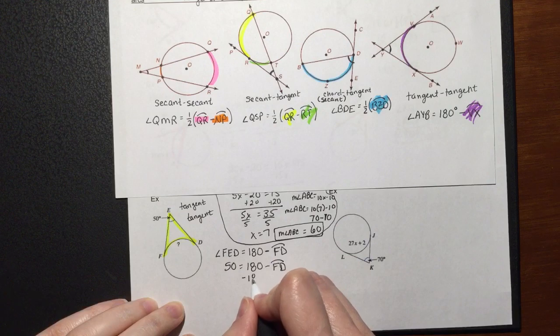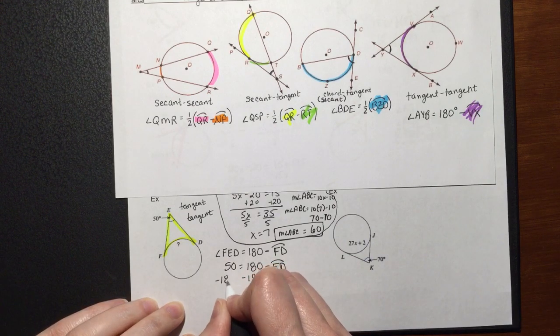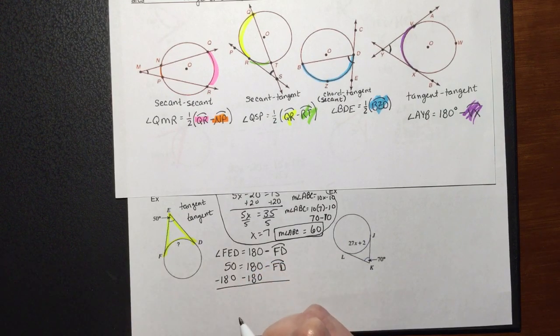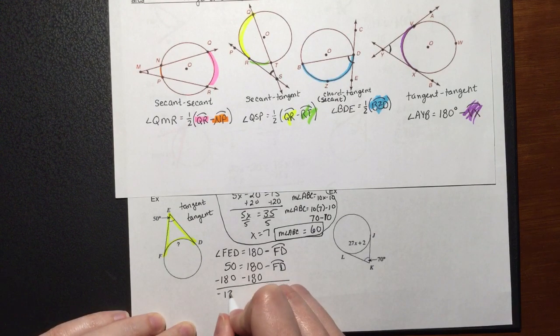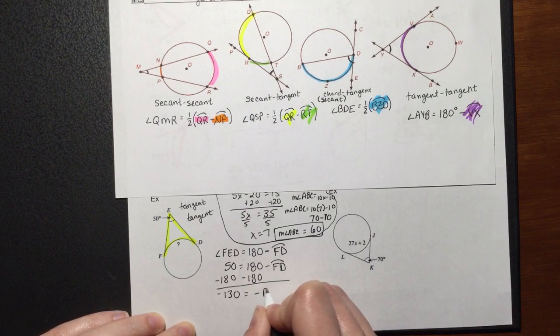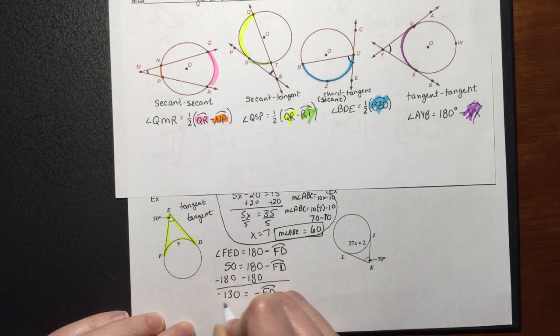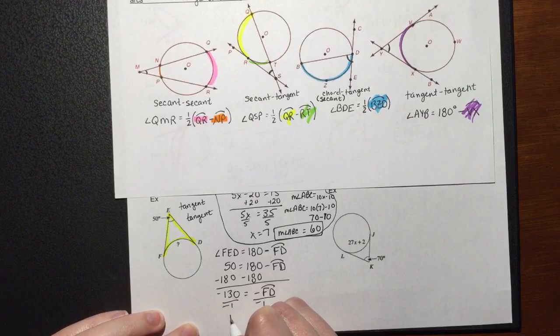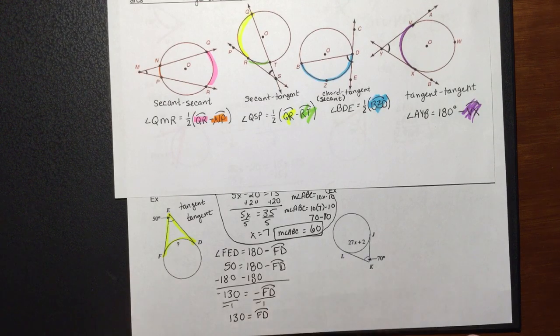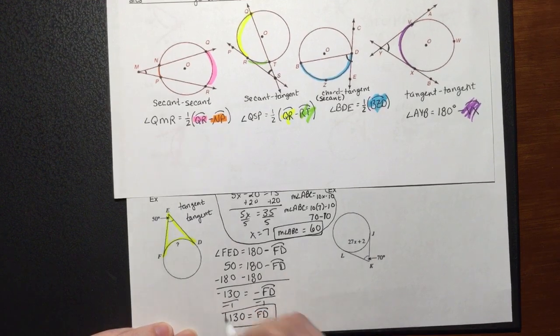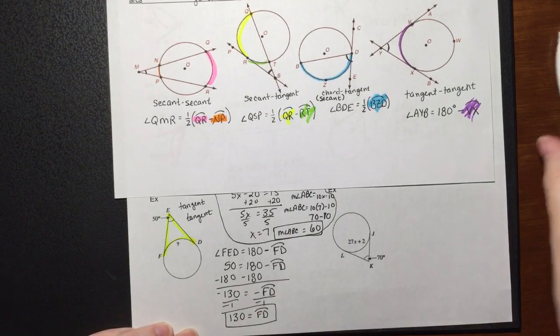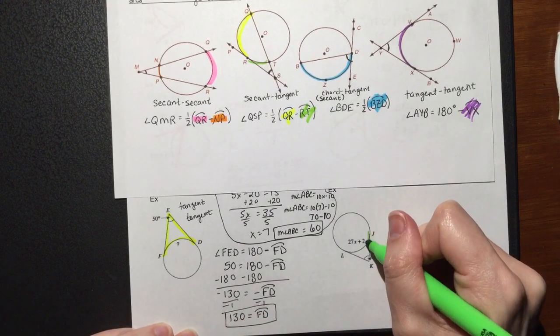So I'm going to subtract the 180 from both sides. So 50 minus 180 is going to give us negative 130, which is going to be equal to negative arc FD. But we don't want to know what negative FD is, so divide both sides by negative 1, and arc FD is going to be equal to 130 degrees. And last one, woohoo!